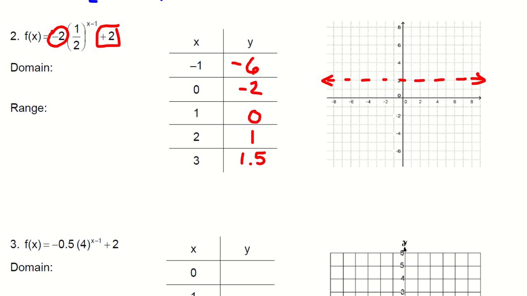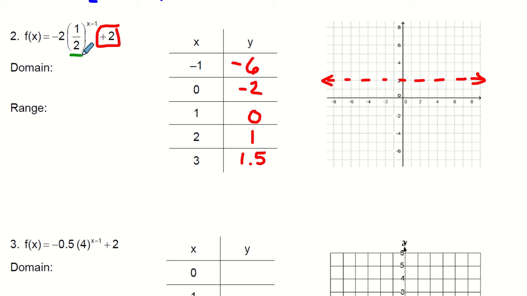Okay, but also what's different about this one is the fact that what I'm raising to the power here is a fraction, so it's 1/2. So this actually makes it an exponential decay. Now it won't necessarily look like that because it's below the line here, but just know that if the number being raised to a power is less than 1, then it's going to be an exponential decay.